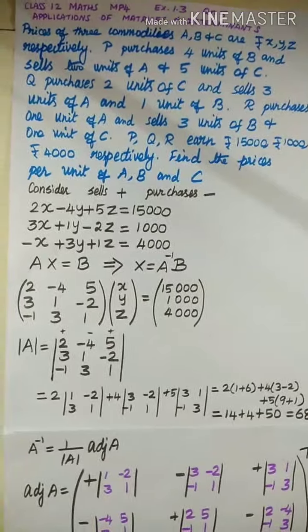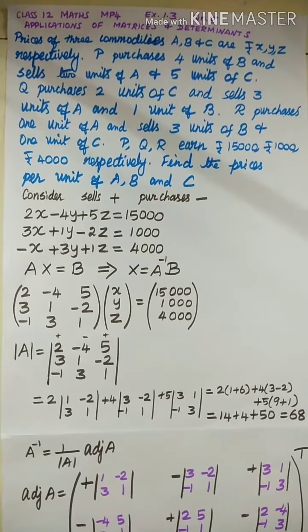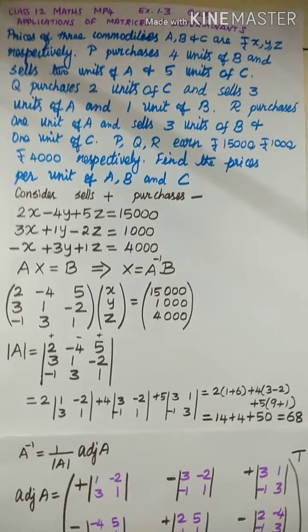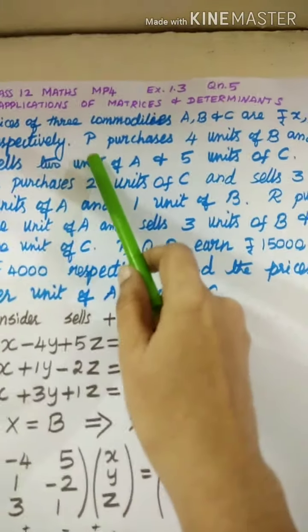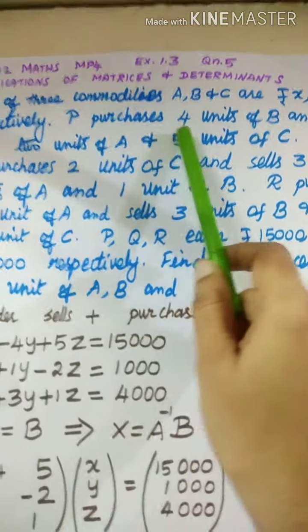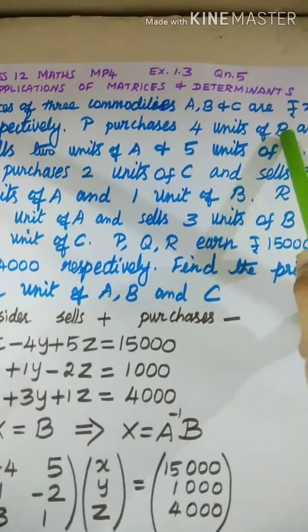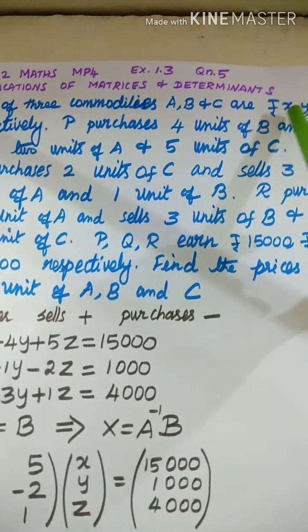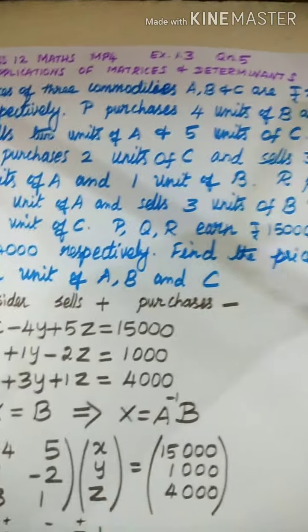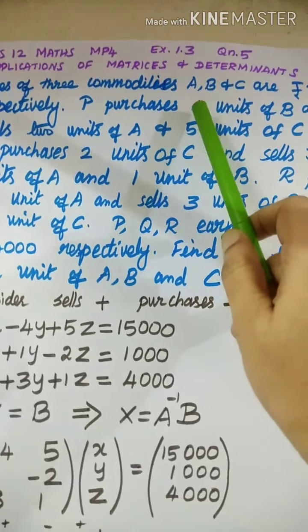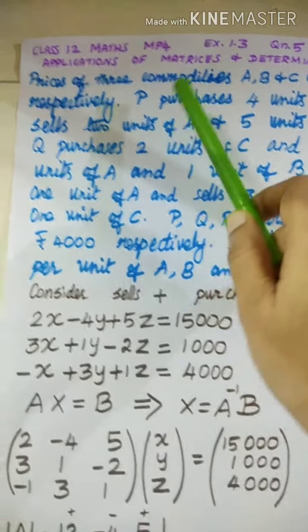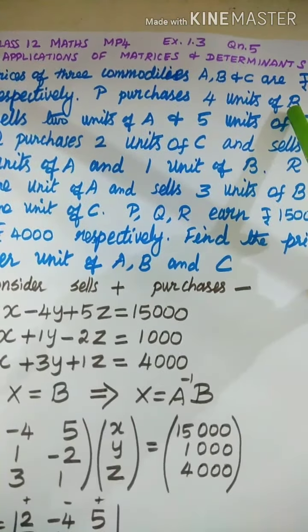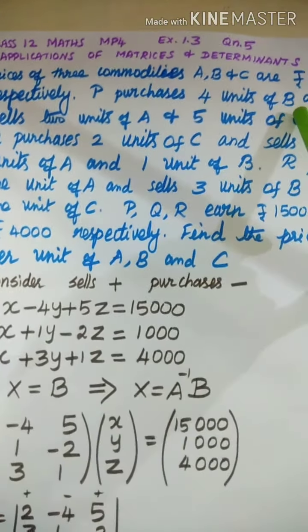Now see, as we read the problem from the first line, let us write the equation immediately. So look at the question. P purchases 4 units of B. B represents Y, A represents X and C represents Z. Whenever I have purchases, I will put minus. And whenever I have sales, I will put plus. So P purchases 4 units of B means minus 4Y.